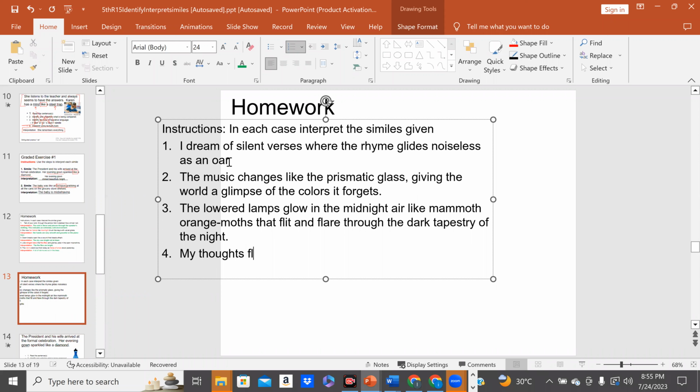My thoughts fly out like scattered strands of thread, and on the verge of sleep, still half awake, I dream and yawn.